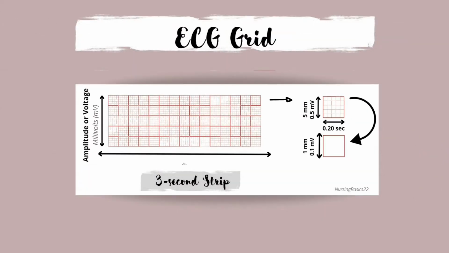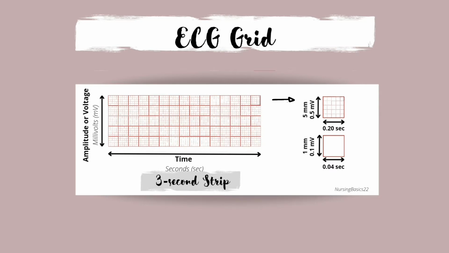An ECG paper is a grid where time is measured along the horizontal axis. Voltage is measured along the vertical axis. Each small square is 1 millimeter in length and represents 0.04 seconds. Each larger square is 5 millimeters in length and represents 0.2 seconds.